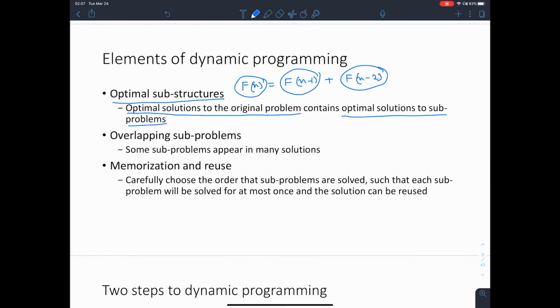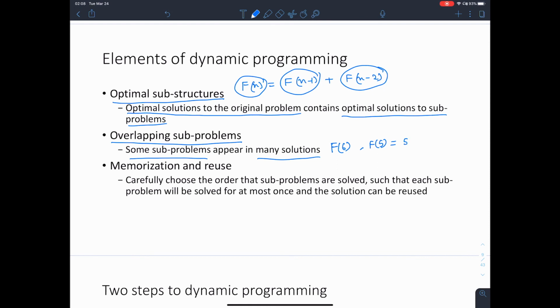The second property of the problems that can be solved by dynamic programming is overlapping subproblems. So what are overlapping subproblems? We will see the same subproblem appear in many solutions. As we have seen in our Fibonacci number algorithm, we saw F6 occurred 3 times, F5 occurred, I believe, 5 times, and so on.